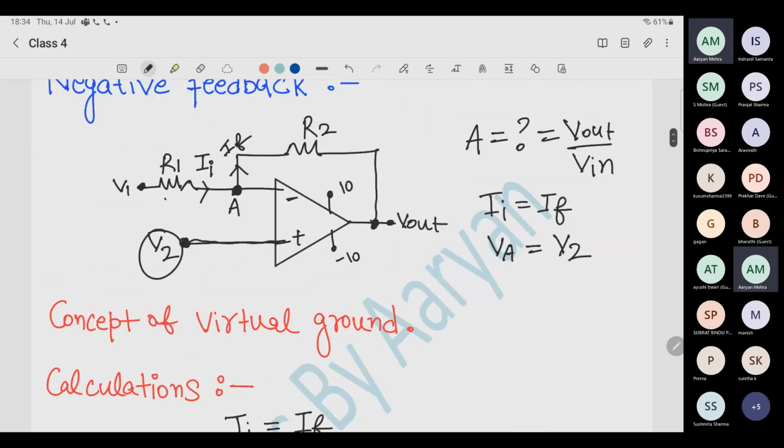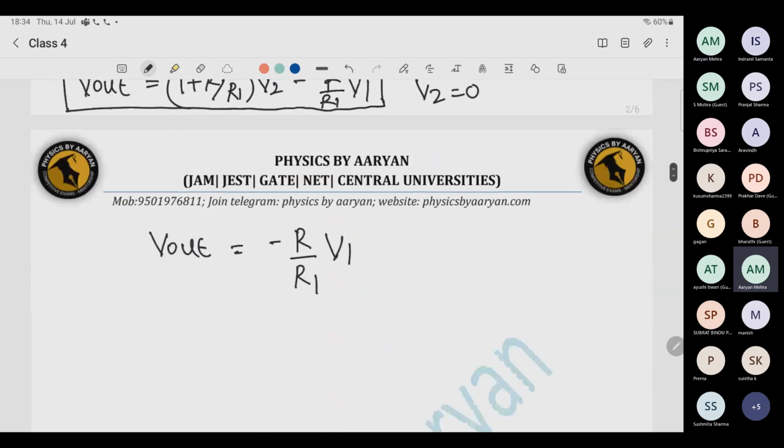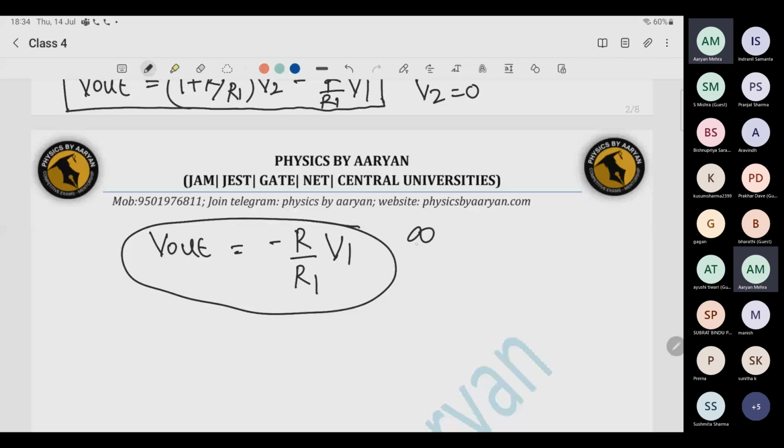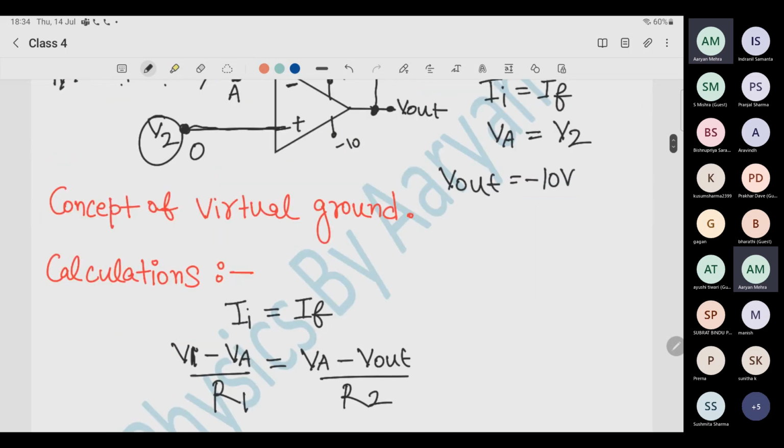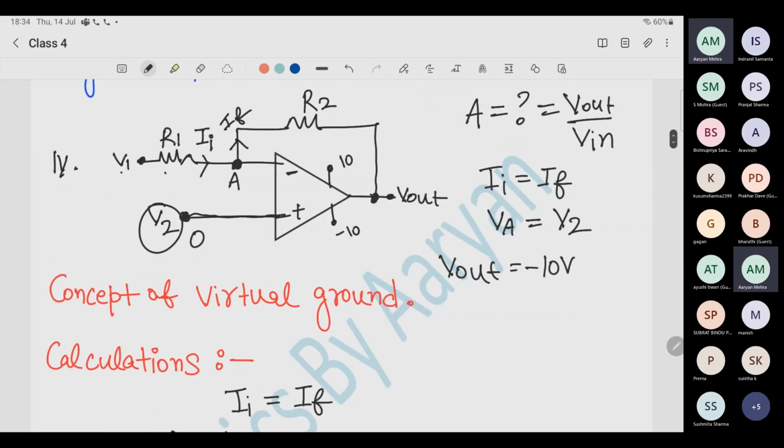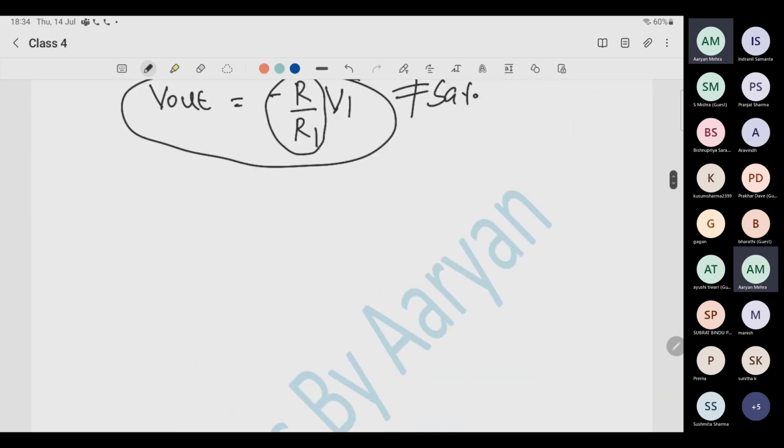Now I want you to answer this. If this was 0 and this was something, let's say 1 volt, if I did not have the negative feedback, what was my output result? Minus 10, because I am applying it to the negative side. But now what is my output? This is my output, and it is not at all infinite, not at all saturation voltage. It is something else. I can decide what it should be based on the value of the resistances I am applying. So I can apply any amount of resistance and decide what my output can be.